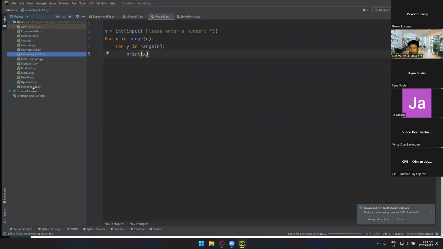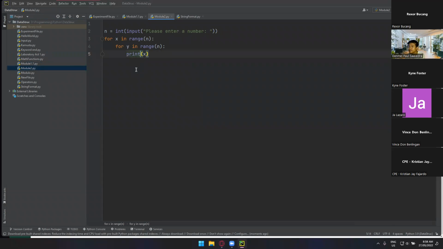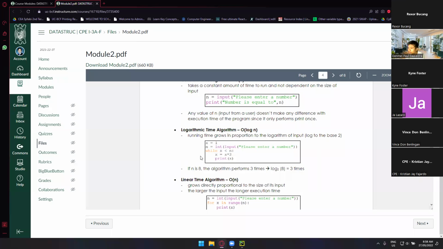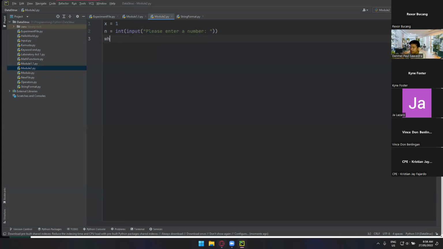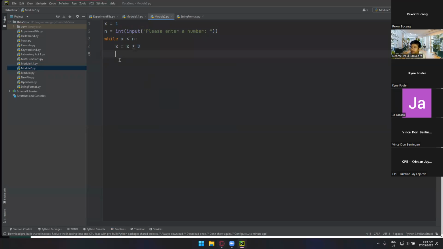So I think I already created that one yesterday. Module 2. Okay, I'm in again. Okay, let's start. We have x is equal to 1, and then we have an integer, just put a number, while x is less than n, then x is equal to x times 2, and then print x. There you go.